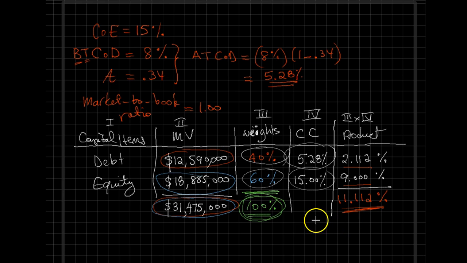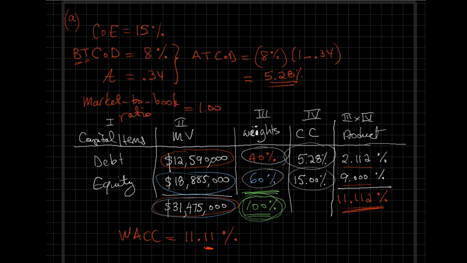So therefore this is your WACC. WACC is equal to 11.11%. So I just rounded it to 2 decimal places of accuracy. So that solves part A of our problem.